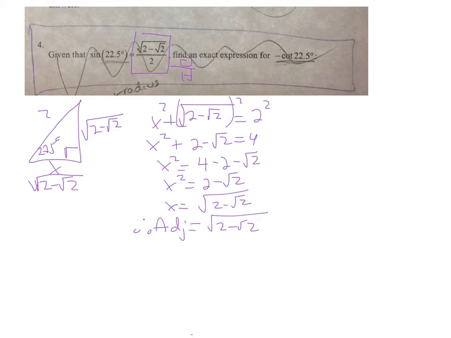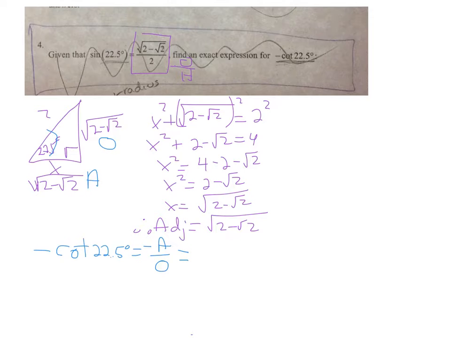So if they ask us for cotan of 22.5, then they want negative cotan, I think. Negative cotan 22.5. If tan is opposite over adjacent, then cotan is adjacent over opposite, because it's just the reciprocal. And we're going to stick a negative in front of that, because it's negative cotan. So for 22.5, adjacent is this side, right? And opposite is this side.